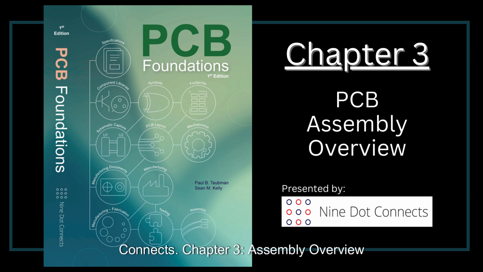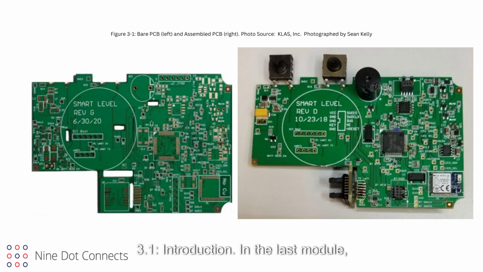Chapter 3. Assembly Overview. 3.1. Introduction. In the last module, the PCB fabrication process was discussed, which is the process of producing a raw PCB. In this module, the PCB assembly refers to the PCB with all the components installed.